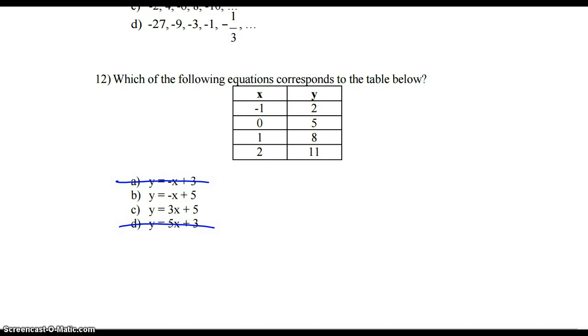So if I put negative 1 in for x here, 3 times negative 1 is negative 3, and negative 3 plus 5 does give me 2. And it should work for every single one there. So 3 times 1, skipping 0 because I know if I put 0 in here I get 5. We already know the y-intercept's 5. 3 times 1 is 3 plus 5 does give me 8, and then 3 times 2 is 6 plus 5 does give me 11. So we're looking at C for the answer to number 12. Okay, lots of different options to go through there, but that's one route.